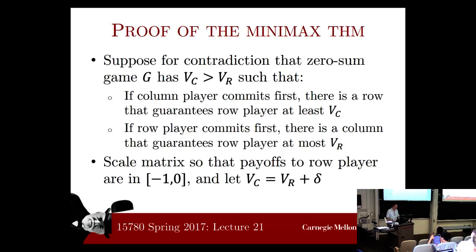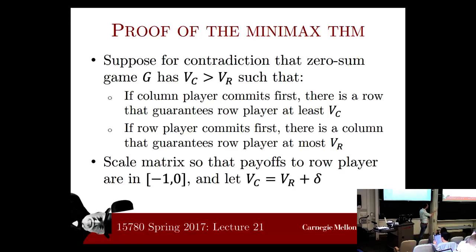Okay, so the min-max theorem: we want to show that if the row player commits and then the column player gets to respond, what the row player can guarantee is the same as what the column player can guarantee if they commit and then the row player responds. So let's suppose for contradiction that we have two values VC and VR, where VC is what the column player gets if he commits first, and VR is what the row player gets if he commits first. Of course, VC is greater than VR, because the column player wants the value to be as low as possible. So if he commits first and then the row player responds, the column player is at a disadvantage. If the row player commits first and can get VR and the column player responds, then the column player is at an advantage.